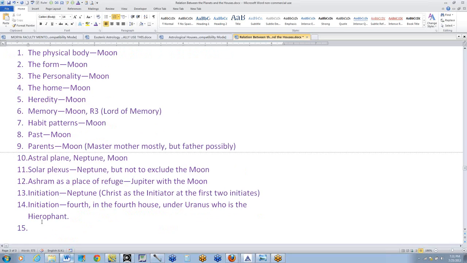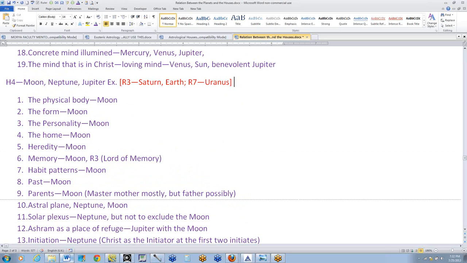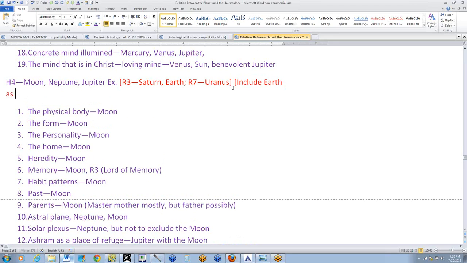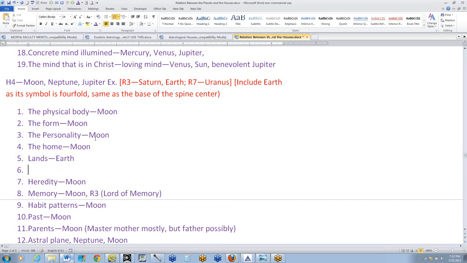We have all manner of foundations. We have Ray 3 and Ray 7, houses, lands, and mines. You know, we might even include here the Earth, as its symbol is fourfold, same as the base of spine center, right? So the lands could be here. Lands are the earth, and the base of spine is related to the etheric body. So the dense physical body is there, yes, definitely. The dense physical body on the moon.